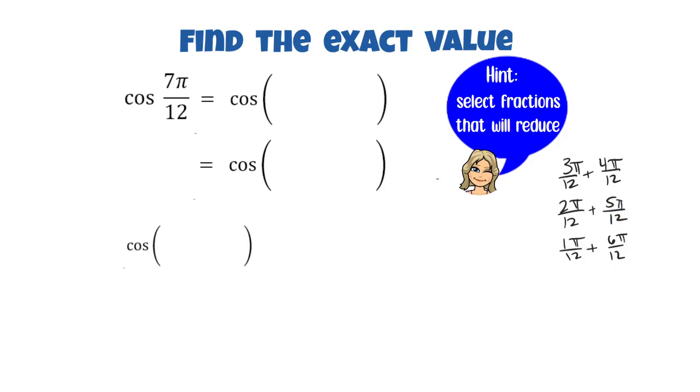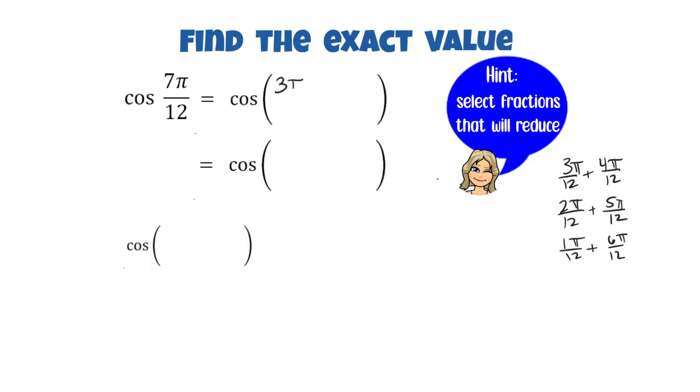So that doesn't help. 3 pi over 12 and 4 pi over 12 both reduce. This reduces to pi over 4. This reduces to pi over 3. Those are both on the unit circle. This is the version I need. So again, my hint, select fractions that will reduce. You've got to have both of them be able to reduce. And I will always give you something that will reduce to the unit circle.